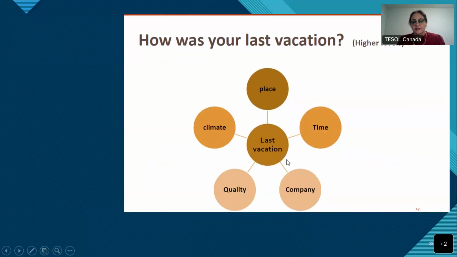You can even give them some hints for writing. How was your last vacation? But I don't have any ideas. What should I write? I cannot write 2 or 3 paragraphs. So say, okay, you can write about the place you went, the time, when did you go, who did you go with, how was it, how was the climate, talking about the places you visited. Okay, so you can give them some hints to write.